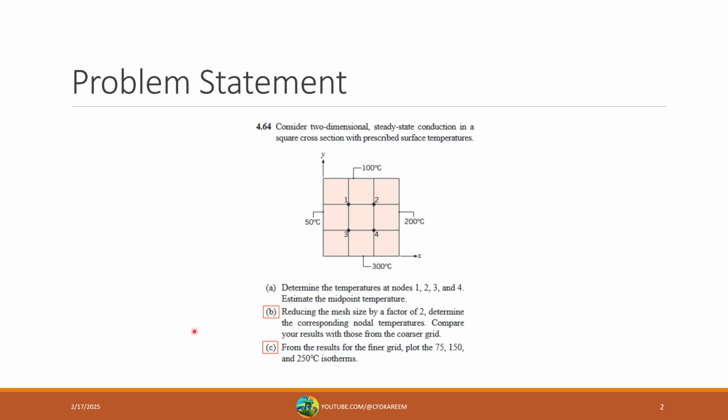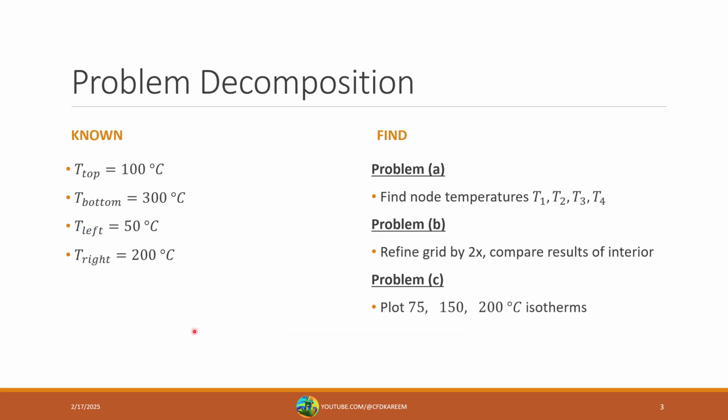So to solve this problem, we're going to use the finite difference. And we'll start by laying out our nodes. What we're given is all of the surface temperatures at each wall. So as stated before, we have the temperature at the top of 100, temperature at the bottom of 300, and left and right at 50 and 200 respectively.